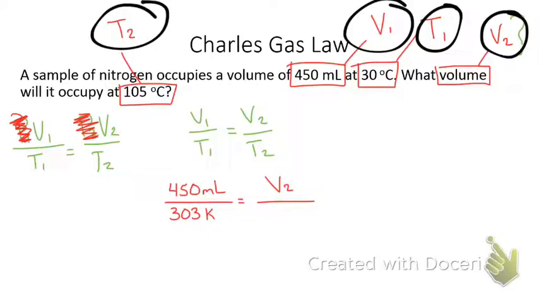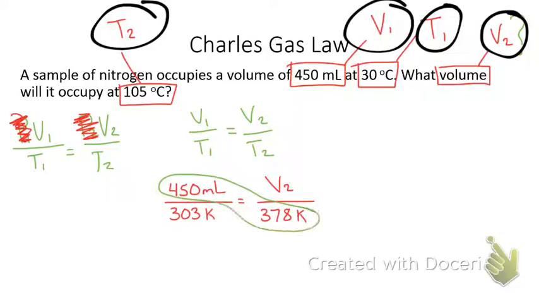Continuing, my volume 2 is unknown. And again, don't make my favorite mistake. If you accidentally put 105 here, please cross it out. You cannot use degrees Celsius. You must add 273 to get Kelvin. You should end up with 378 Kelvin. Okay, so now I'm all set.